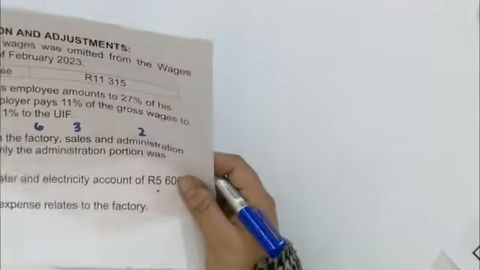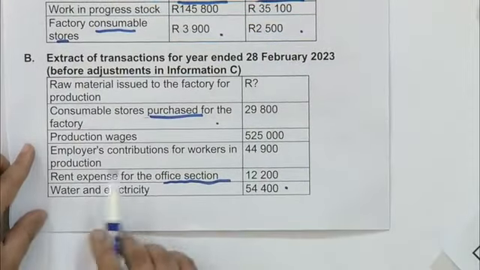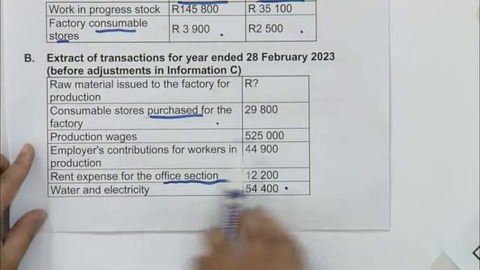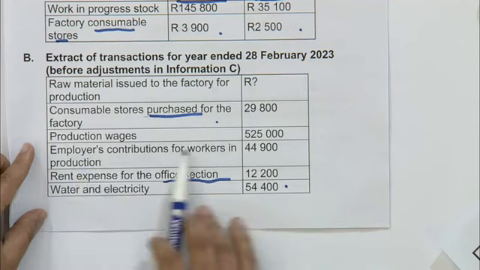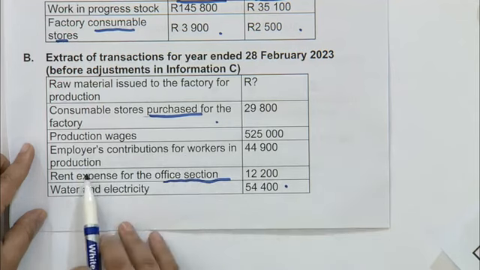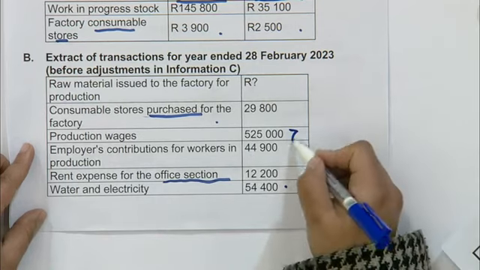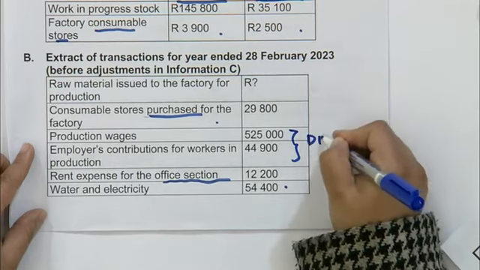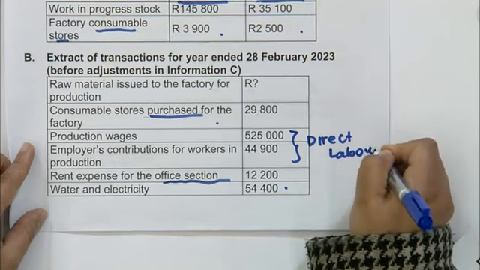So let me go through how you go about calculating it. What you're going to do is look at the list of balances given. We know that our production wages is 5,000, and our employer's contribution for workers in production is 4,900. So these are all considered direct labor together.